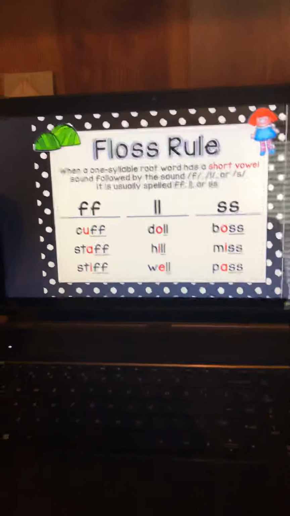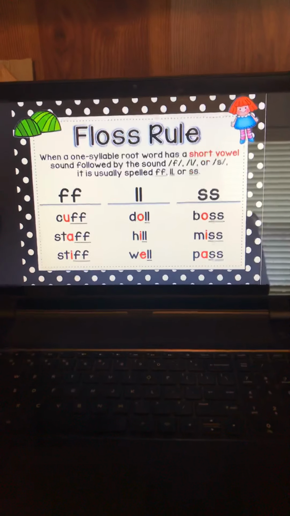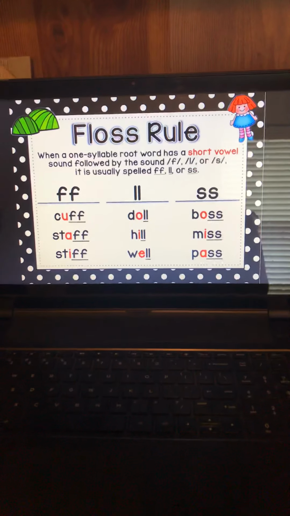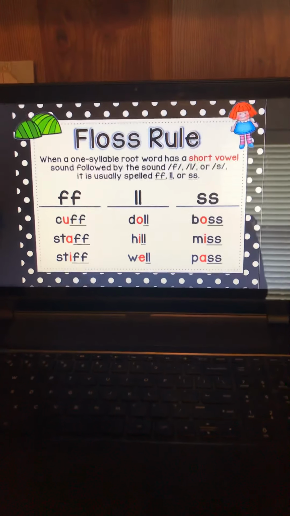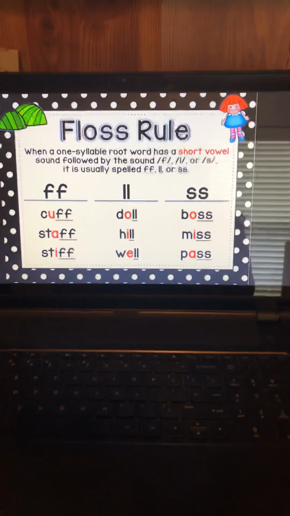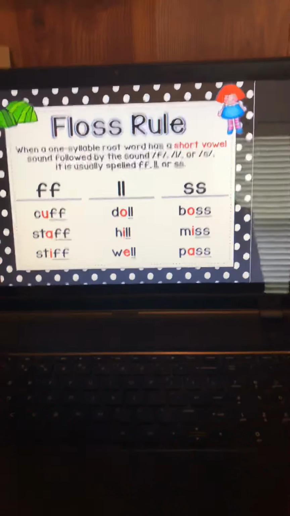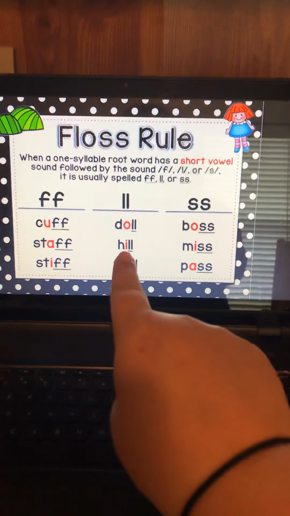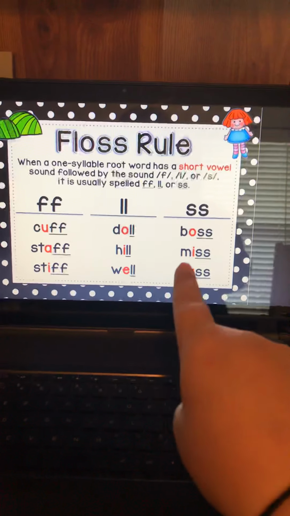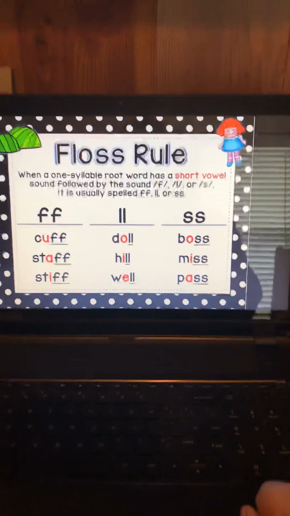Our floss rule. This one's always our fun one because we like to do our dances with this. So our floss rule is when a one syllable root word has a short vowel sound followed by the sound f, l, or s, it is usually spelled with two F's, two L's, or two S's. All right. So our words, we have cuff, staff, stiff, doll, hill, well, boss, miss, pass. So those are our floss rules.